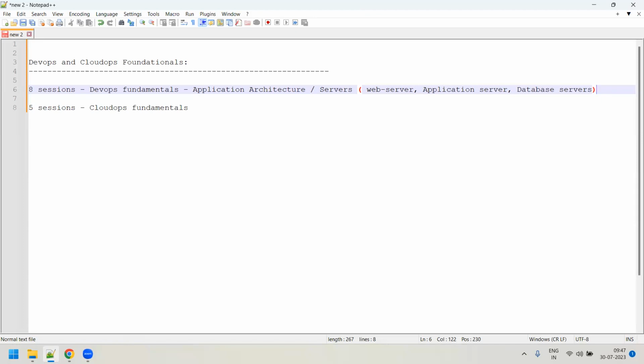In the DevOps foundation, I will be covering around 8 sessions, or 8 to 10 sessions, no more than that. And in the cloud, I will be covering the fundamentals. I'll be covering 4 to 5 sessions where I'll be explaining all the fundamental aspects of the cloud: why cloud came into the picture, what was the necessity of getting into cloud, and how we are slowly moving to the cloud. Those fundamental things, plus the terminologies we are using, we will cover in those 5 sessions.